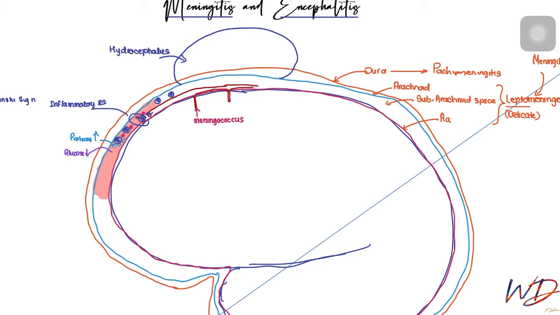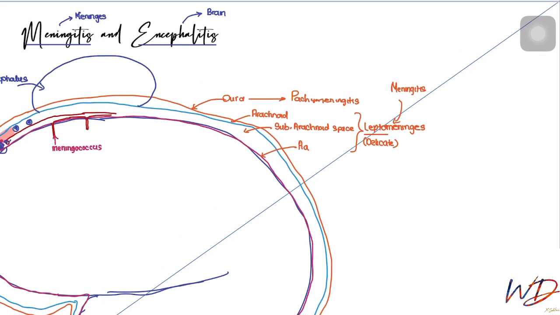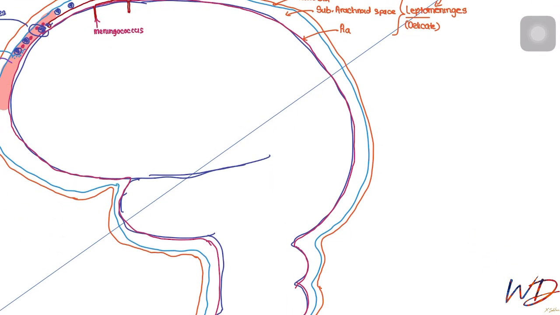Next, we talk about encephalitis. So what is encephalitis? This is generalized inflammation of the brain parenchyma. Now what you need to know is this affects gray matter.